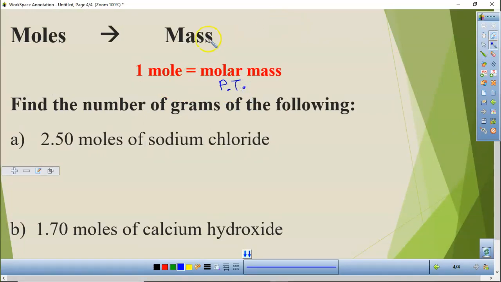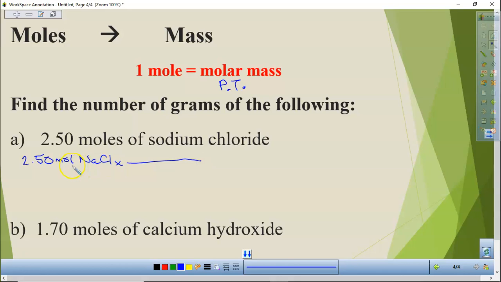All right. We're going to find the number of grams of the following. I'm going to take 2.50 moles of sodium chloride and calculate the molar mass. I start by writing 2.50 moles because that's my given, 2.50 moles of sodium chloride. Before I do anything, I go down the unit and put moles of sodium chloride, NaCl, in the denominator.